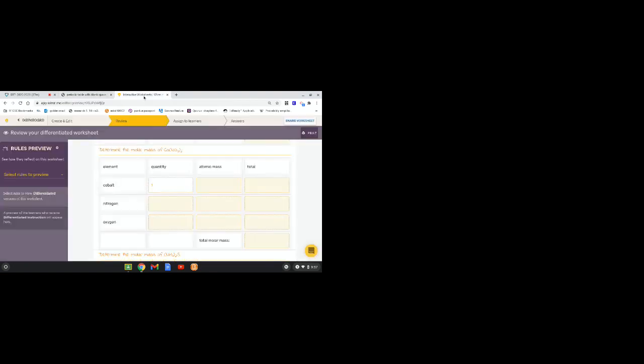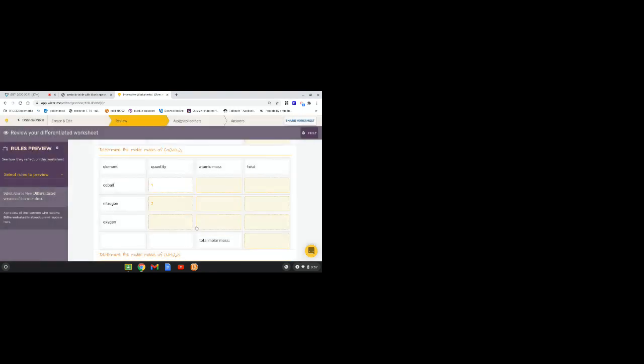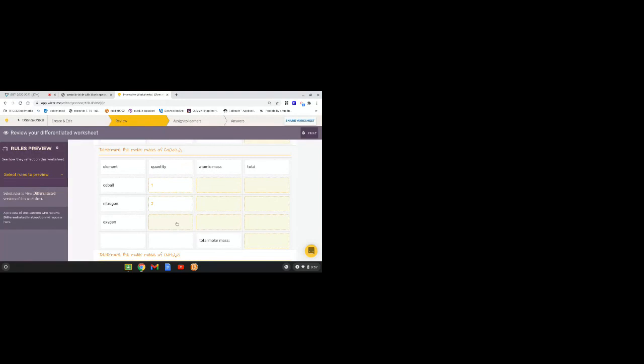So when I go here to the table, I want to select the number 1 for cobalt. Then let's look at nitrogen. There's one nitrogen, but then it gets multiplied by 2. So that means I actually have 2 nitrogens. And finally, we have oxygen. There's 3 oxygens here, but then it gets multiplied by 2. So I actually have 6.